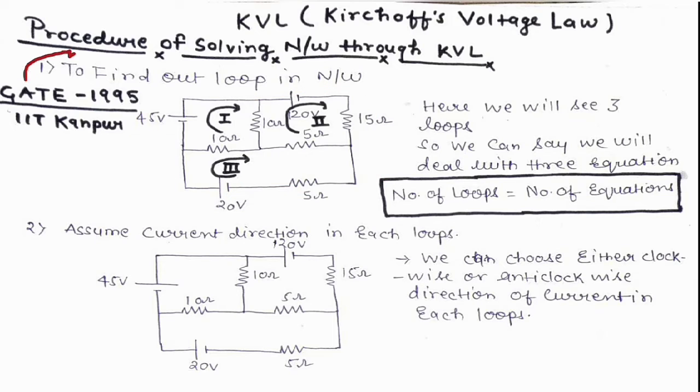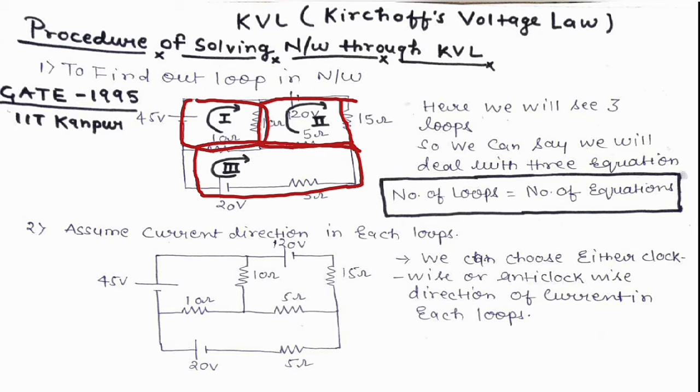The first step to solve KVL is to find the loops in the network. So first you have to know what a loop is. A loop is when the current circulates in a path and it makes a closed circuit. Whenever you find a closed circuit or closed path in the network, that is called a loop. Here you see this full circuit has lots of closed paths available in this network, and whatever closed path is available in the network is called a loop.